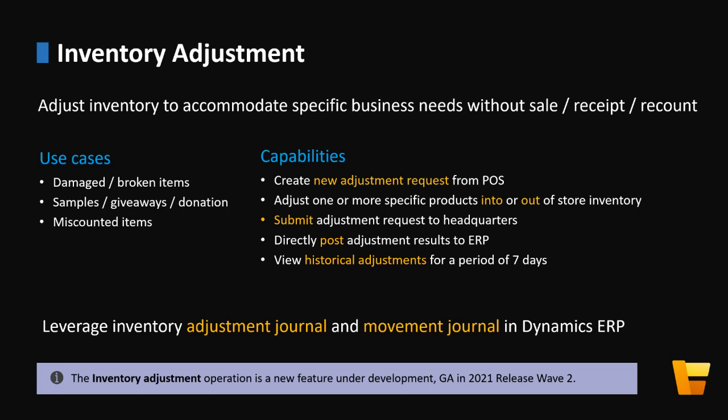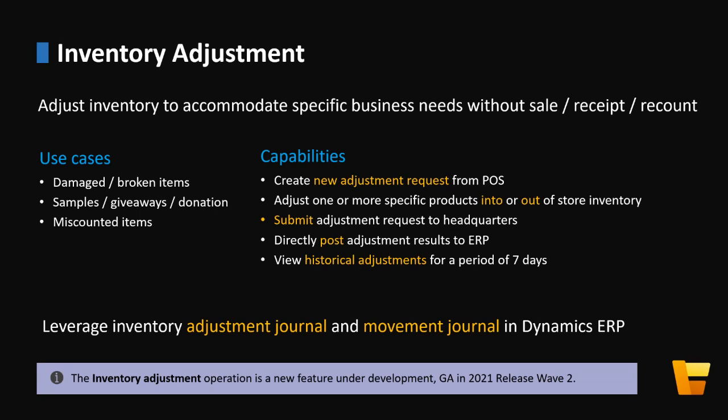There are some typical use cases of this business process in the real world. For example, deduct the damaged or broken items from the stock that is available for sale, or use some items as samples, or donate a certain amount of items where inventory deduction is not classified as a standard sale. Or you might just want to quickly correct some miscounted items to avoid performing a full cycle counting.